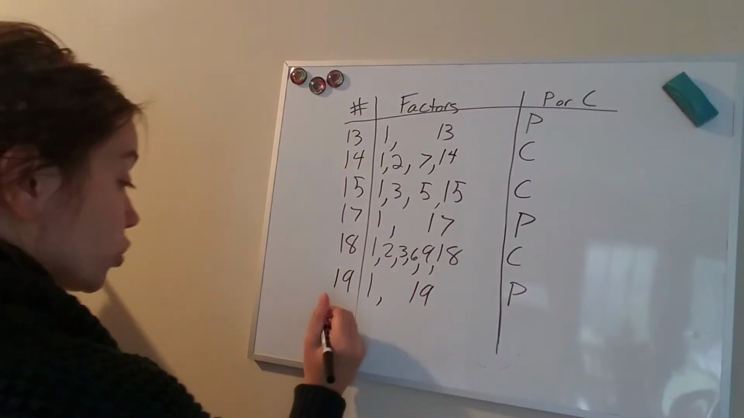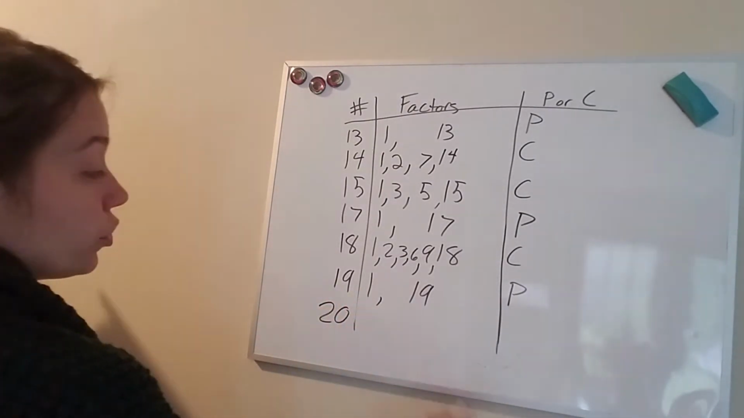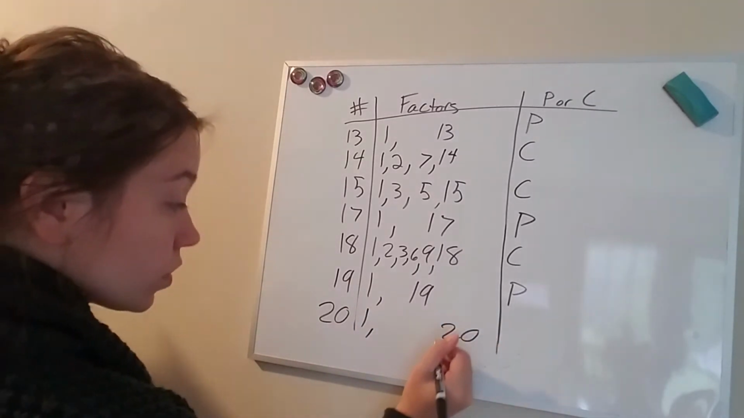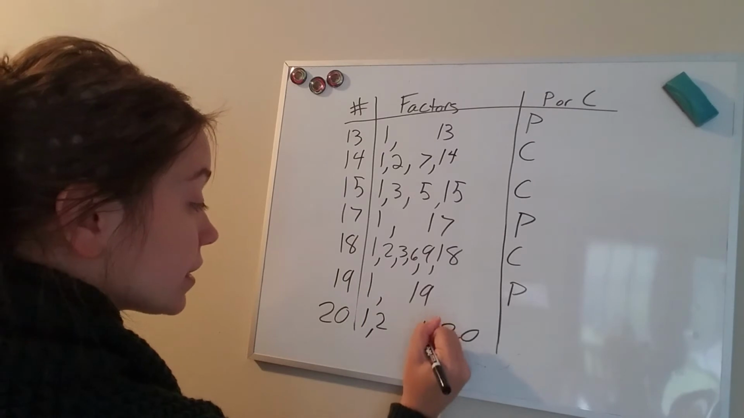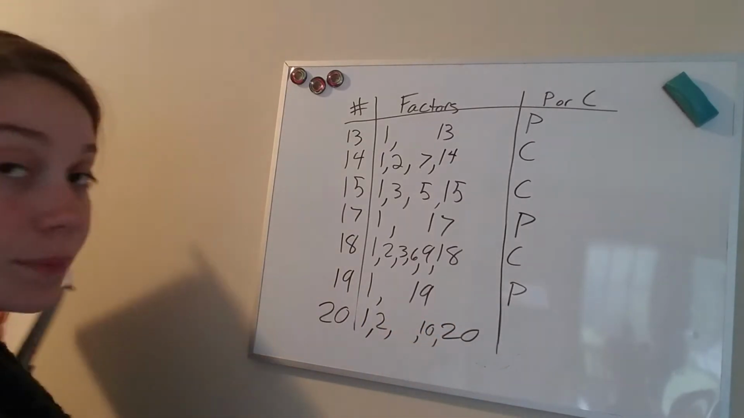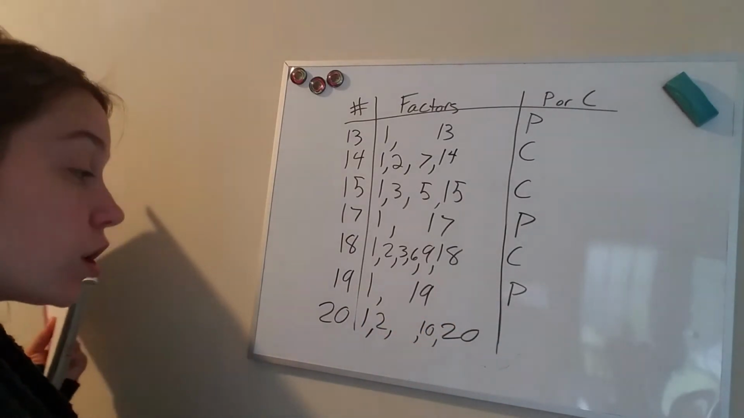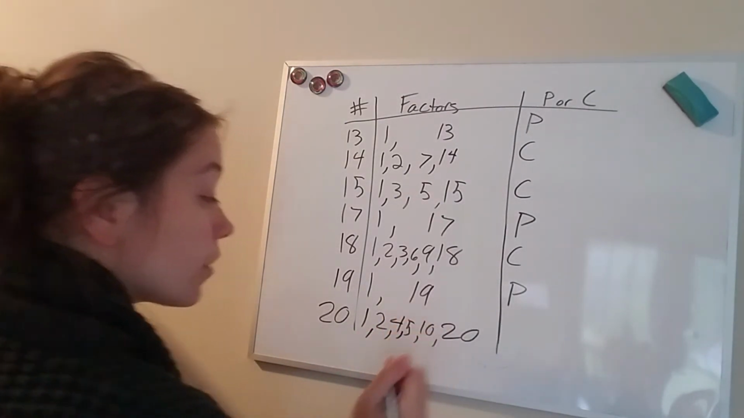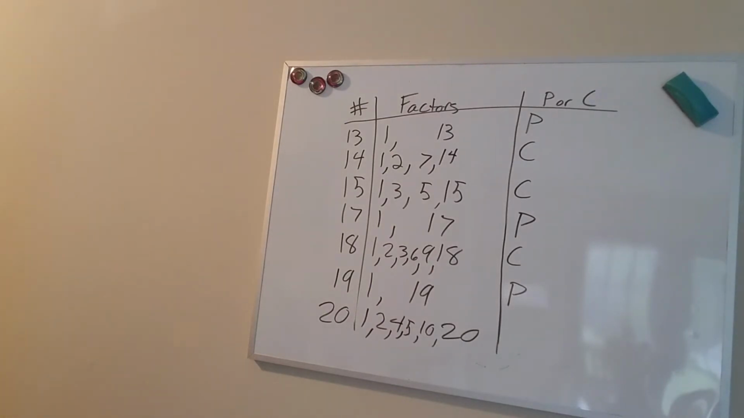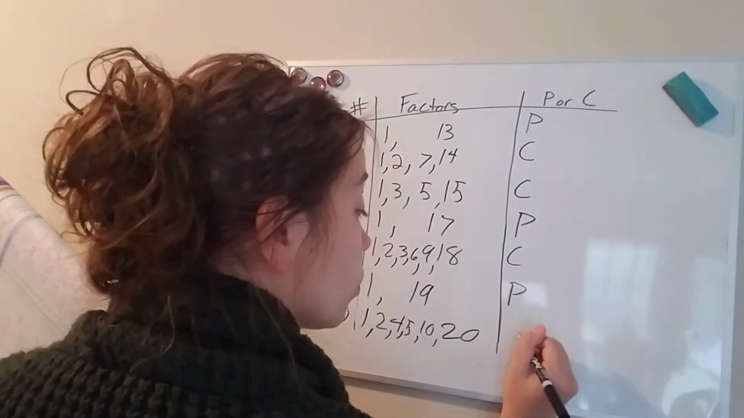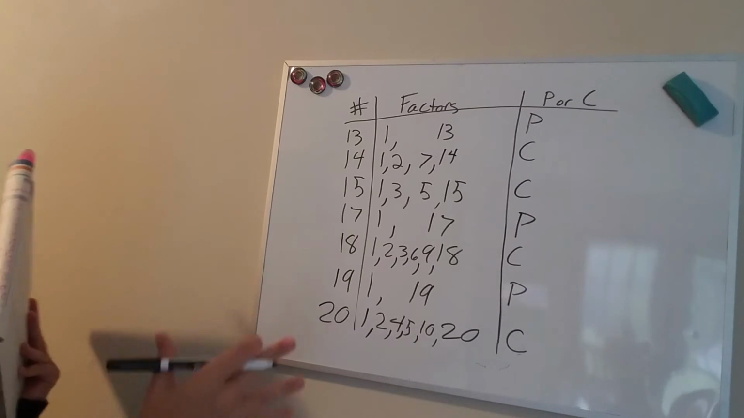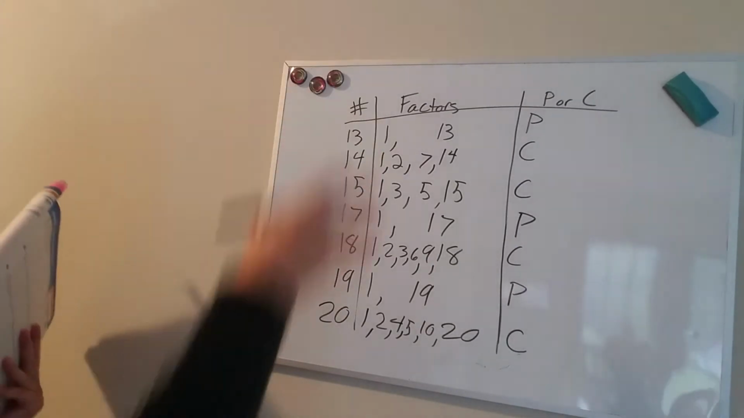And now we are at 20, our last one on that row. So we have 1 and 20. We have 2 and 10. Can 3 be multiplied by anything? No. Can 4? Yes. 4 times 5. Are there any other factors? No. But there are still more than just 2, meaning it is a composite number. Make sure you have all this and pause the video if you need to finish out that first row.